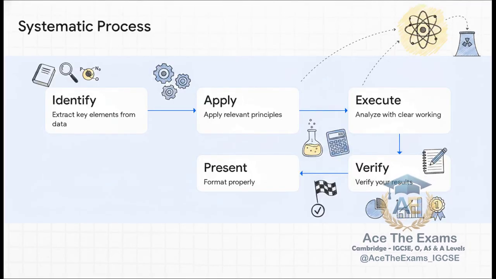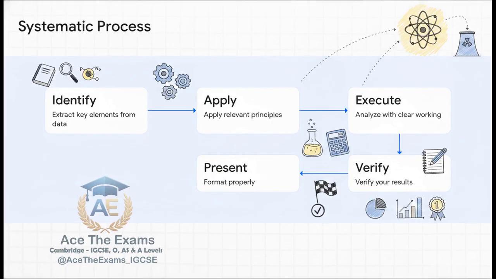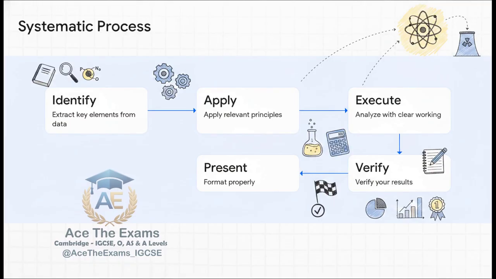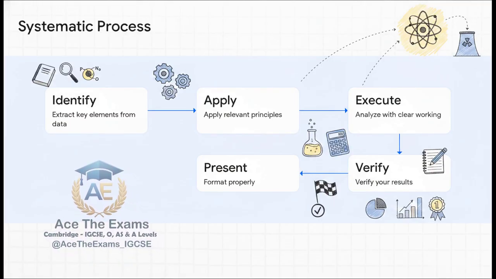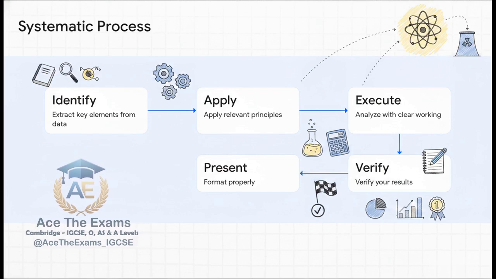So, here is the standardized sequence you need to adopt for systematic processing. It's 5 steps. 1. Identify the key elements from texts and tables. 2. Apply the relevant conceptual principles. 3. Execute the analysis with incredibly clear working. 4. Verify your results. And 5. Present them in the appropriate format.